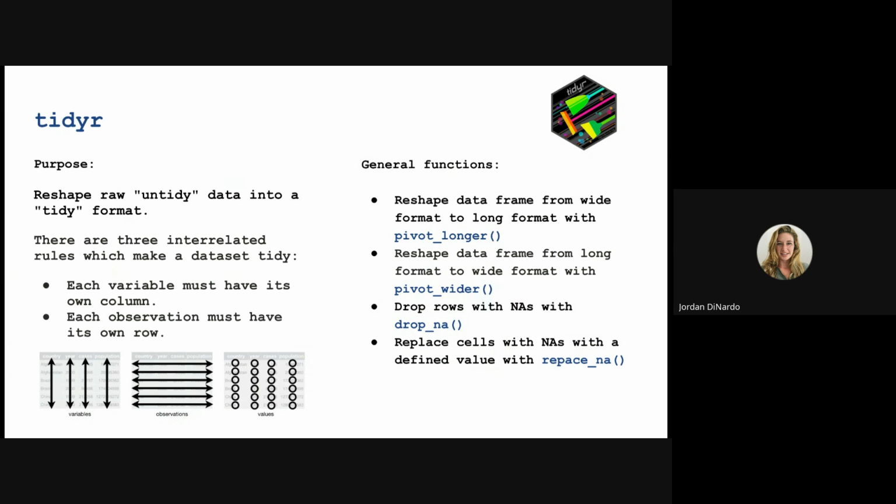A few more functions here that are helpful. drop_na helps you to drop rows with NAs within a given column, per se. And then finally, replace cells with NAs with a defined value. So for some reason, if you wanted to replace NAs with the number 9999, this is what you could use replace_na to do.